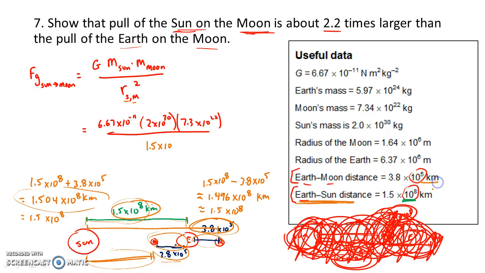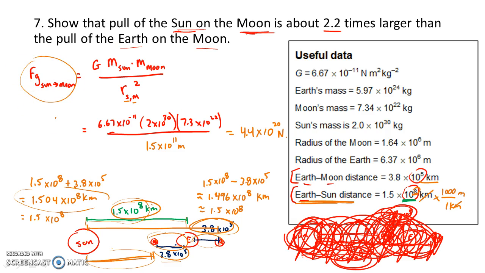Now we've got to convert it to meters. So 1 kilometer over 1,000 meters. So instead of 8, it's going to be 11 meters. And we find our value for that to be 4.4 times 10 to the power of 20 newtons. So now we've done Sun, Moon.